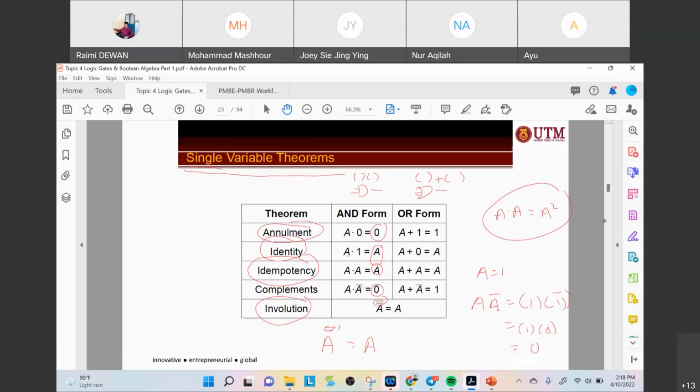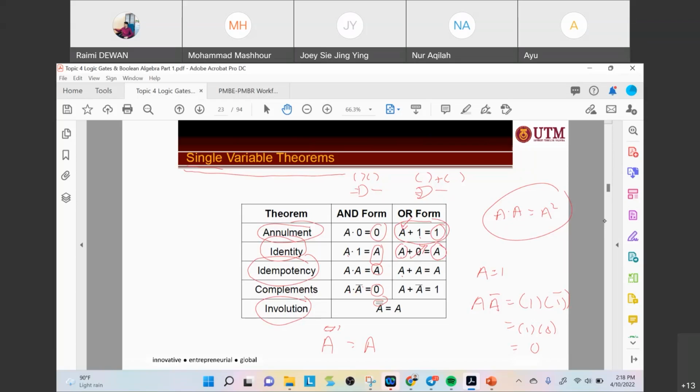For the OR form, A plus 1, regardless of the value of A, if we add 1, we still have 1. A plus 0 is the identity case: 0 has no effect, so A will be the output.